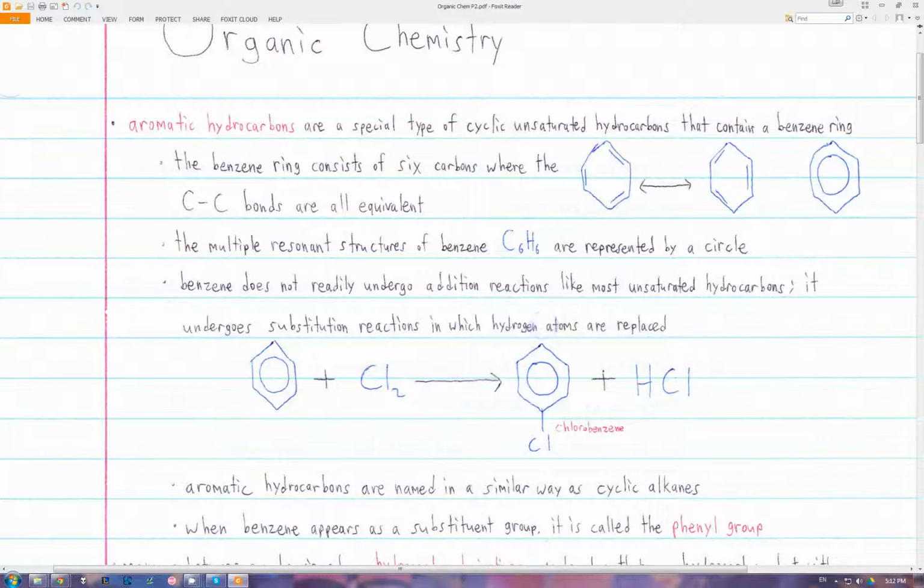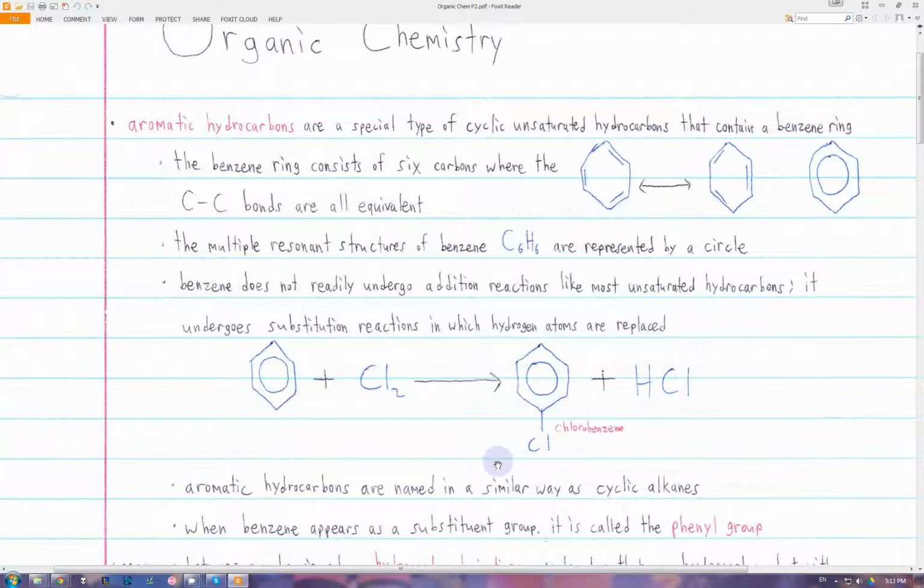So, for example, in this reaction with benzene and a chlorine molecule, you can see that the hydrogen at the bottom tip was replaced by a chlorine atom. And then the hydrogen that was kicked out combines with the leftover chlorine to form HCl. And this benzene with a chlorine stuck in it is called chlorobenzene.